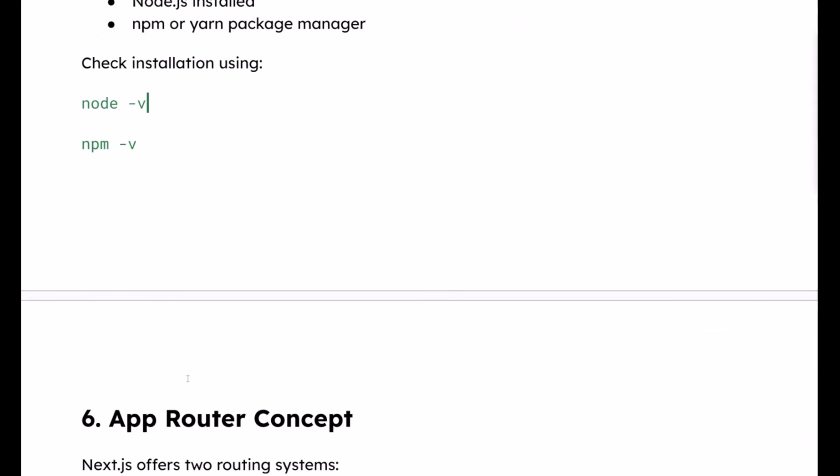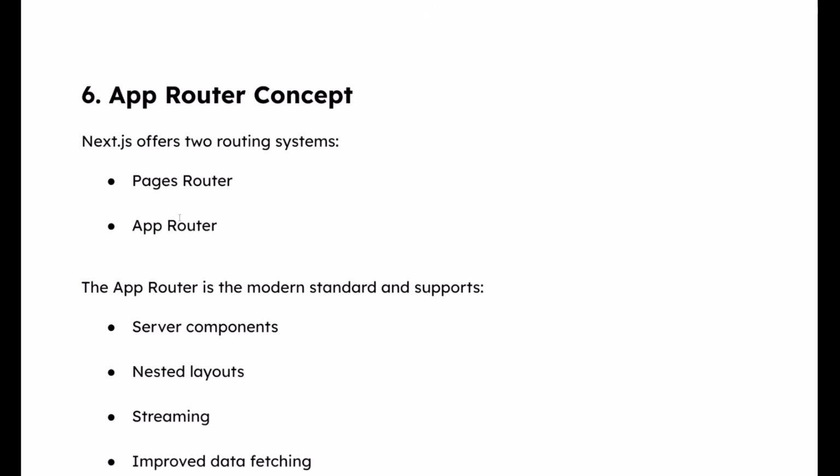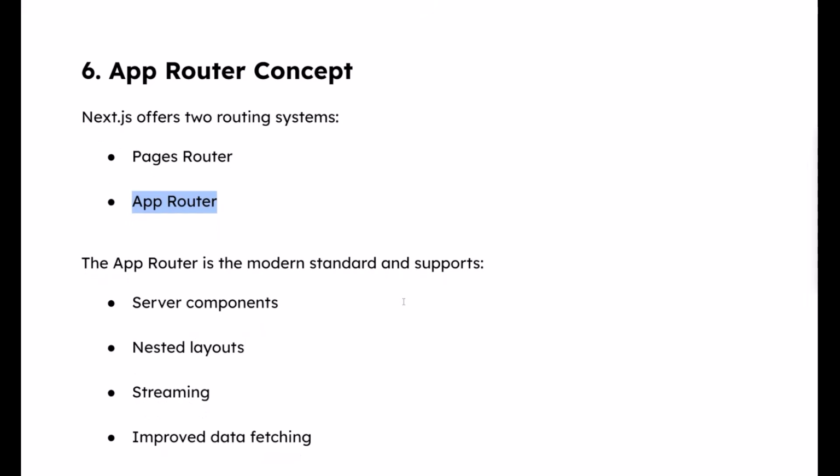Okay, fine. Now, the app router concept. Next.js offers you two routing systems. First is the pages router, and the second is the app router. The app router is basically the modern standard. The pages router was an older thing, but the app router is new, and it is recommended to use it. We normally use this app router.